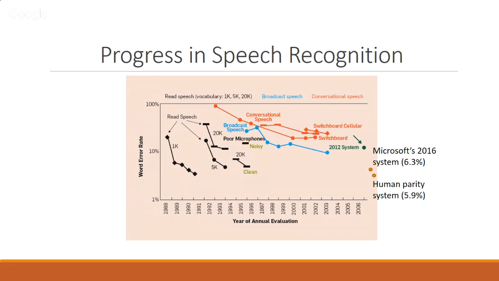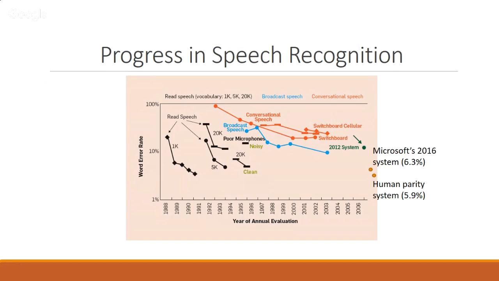After 2003 or so, you can see that there was this 2012 system which went around 10-12% word error rate. And then in 2016, we had a system by Microsoft which went to 6.3% word error rate. And then very recently, in late 2016, the human parity system came about. That was a slight tweak on the 2016 system that I talked about. That had 5.9% word error rate. And why is this great? Why is this so interesting?